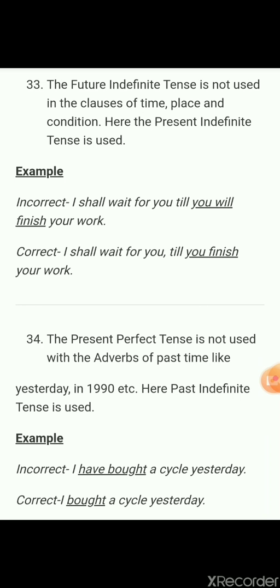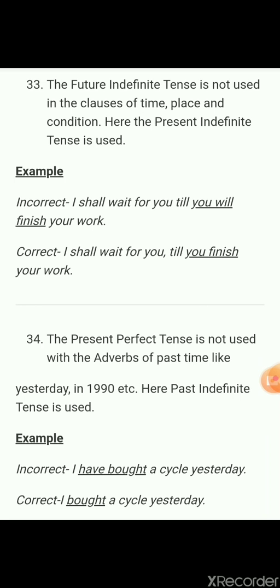Now, two times we are providing the verbs. For what reason? That is why they say the future indefinite tense is not used in the clauses of time, place, and condition. Here the present indefinite tense is used when there are two segments of a sentence. In the first segment you are using the future tense. In the second segment it will not be used. It comes with the present tense form.